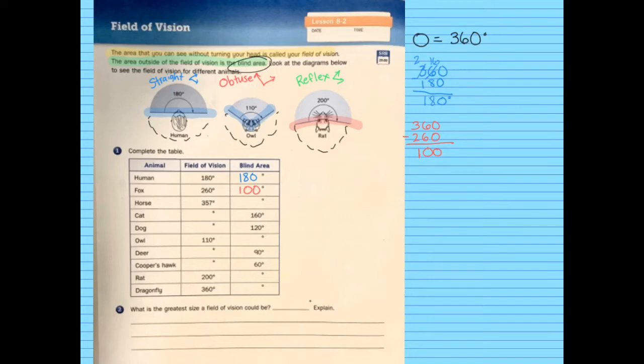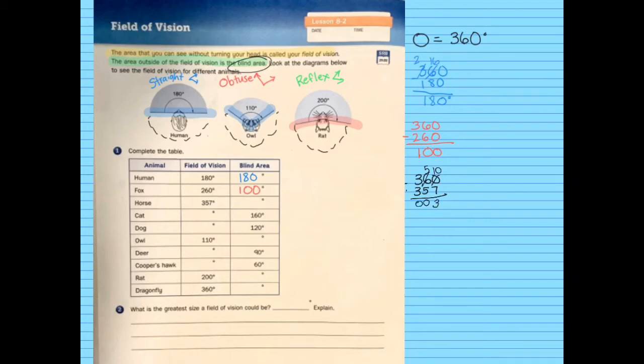Put the big number on top, 360 minus 357. Okay, can you take away 0 from 7? No, you can't. Mark out the 0, make it a 10. Mark out the 6, make it a 5. All right, here we go. 10 minus 7 is 3. 5 minus 5 is 0. And 3 minus 3 is 0.